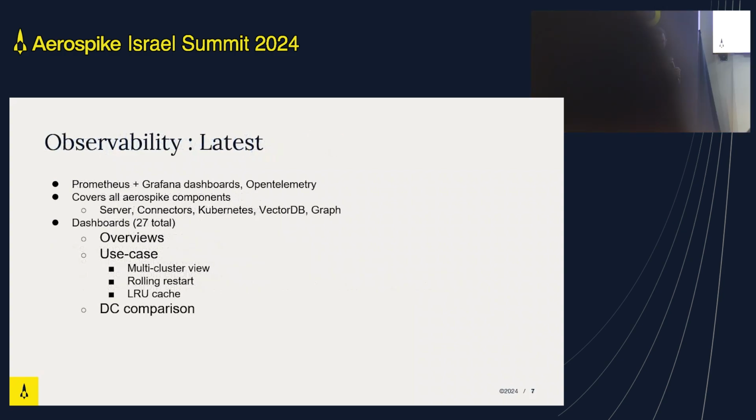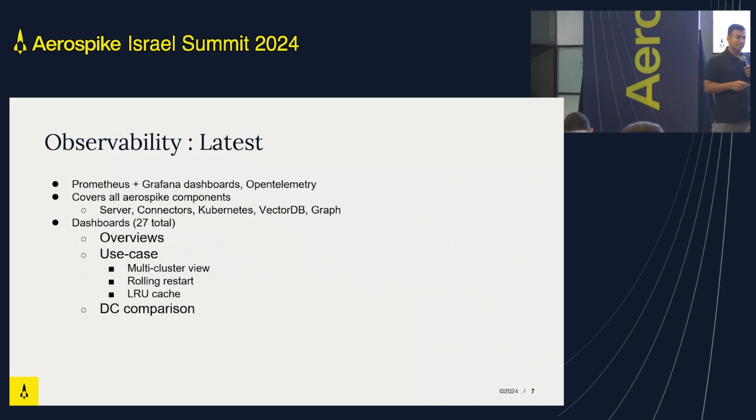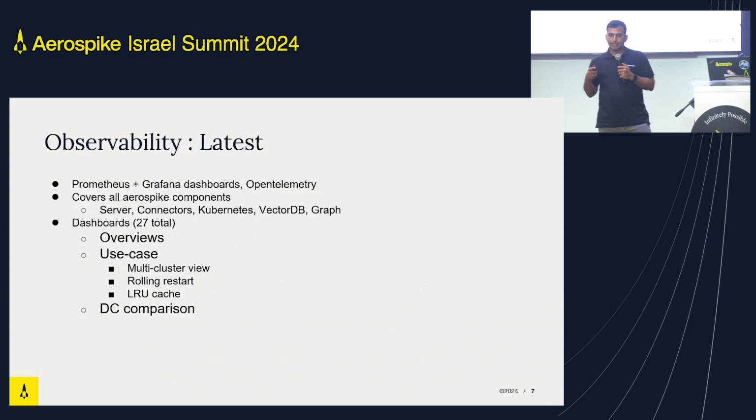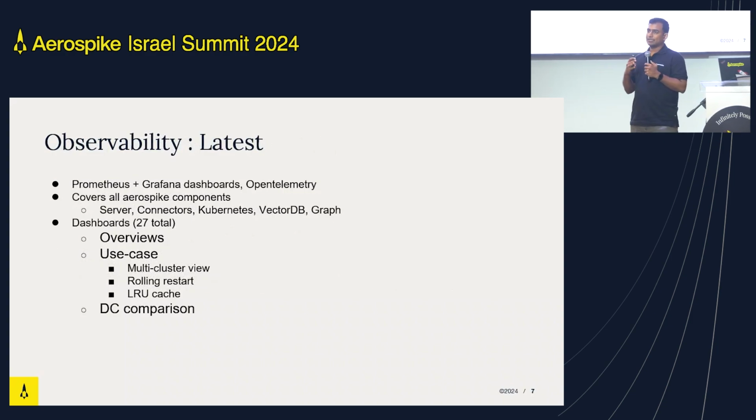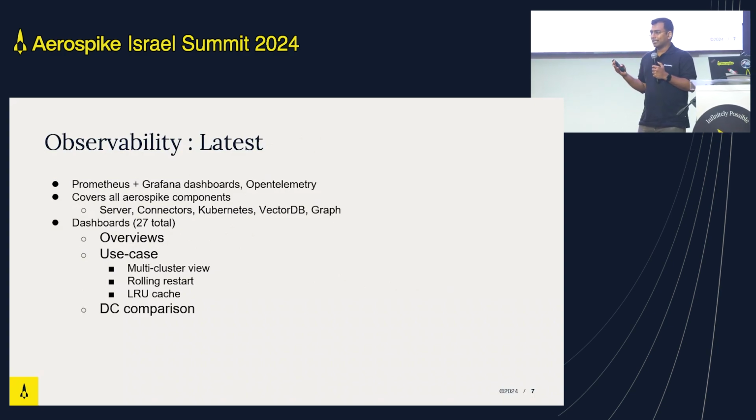So that concludes the topic on the server side. Now I'm going to talk a little bit about simplicity, which I'm splitting into two parts. One is observability and manageability. Observability is where you just want to see what is happening in the system.